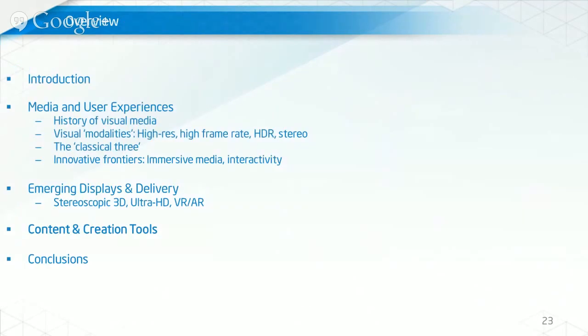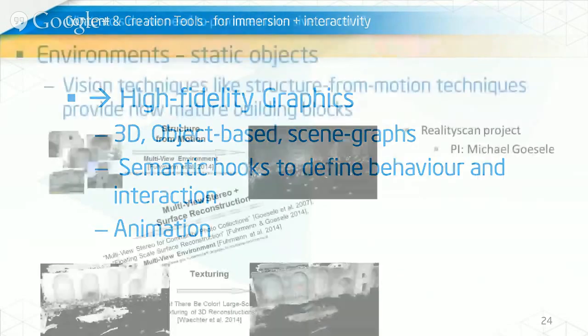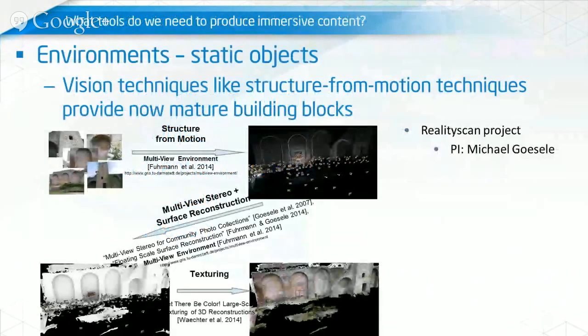So in the last section, I am going over a few creative tools. What we're aiming for is high fidelity graphics, but we also want to add some interactivity, something that is beyond a photograph. So 3D objects is certainly something we would like to have, but you also have to glue things together, semantic hooks, and of course we want animation. So let's go through a couple of examples. This is an ICG project, actually. This is just one example.